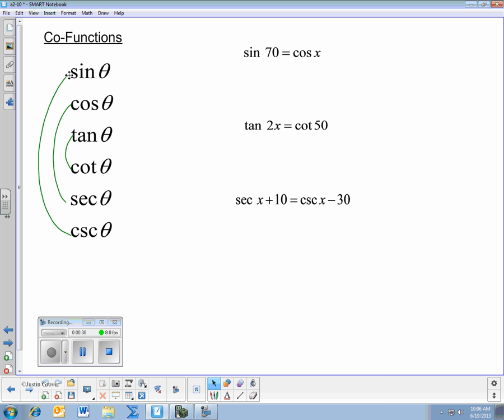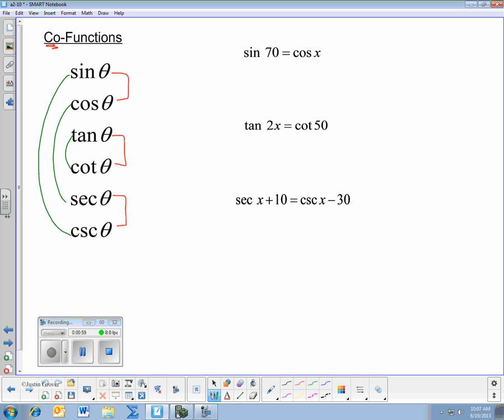But that's reciprocals. This is different than cofunctions. Cofunctions are sine and cosine, tangent and cotangent, secant and cosecant. The really easy way of remembering that is that cosine is the word sine with a co in front of it. Tangent and cotangent, and secant and cosecant, cosecant is the word secant with co in front of it. So it's really easy to remember which functions are cofunctions of each other.